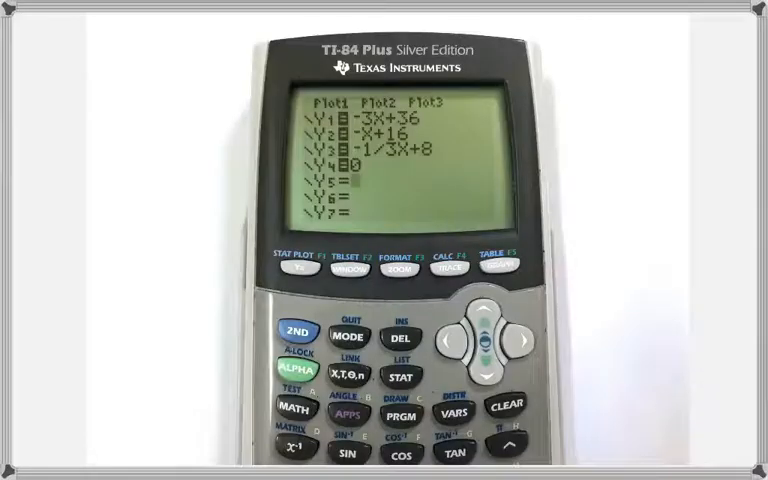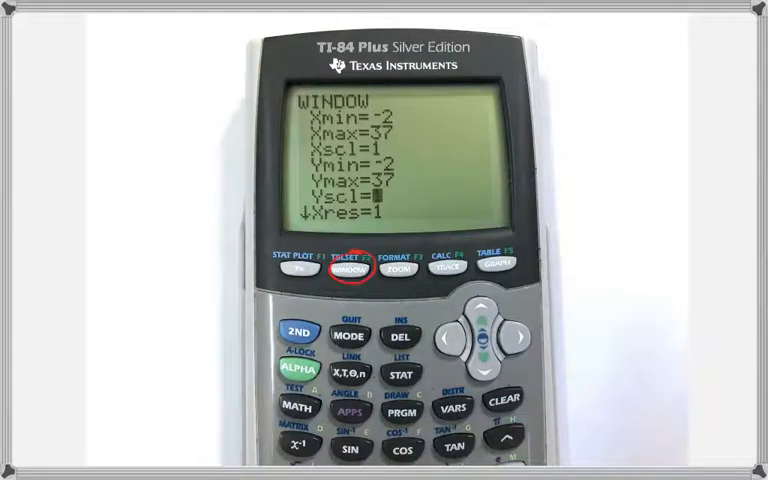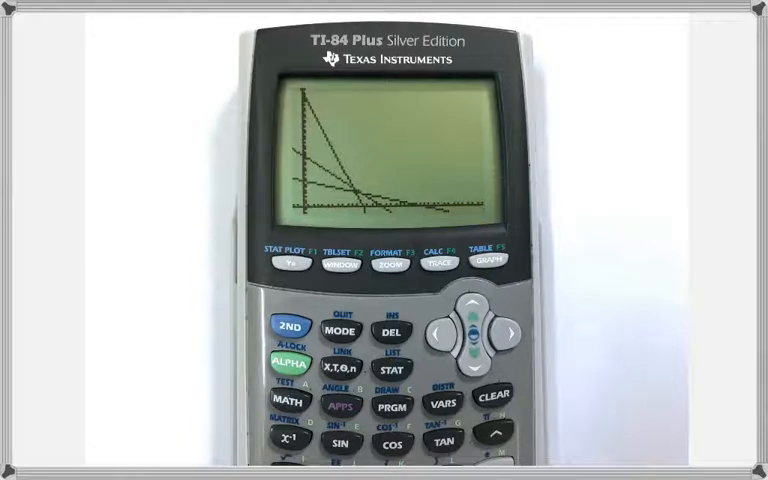So now we are ready to graph these equations. So if we go to the y equals, this is negative 3x plus 36, negative x plus 16, negative 1/3 x plus 8, and 0. And if we look at the 36 here, we know that that line crosses the y-axis up at 36. So if we go to the window command, I'm going to go a little bit further than 36 and pick 37 for my x-max and my y-max. And then if I press graph, this is what my graph looks like.